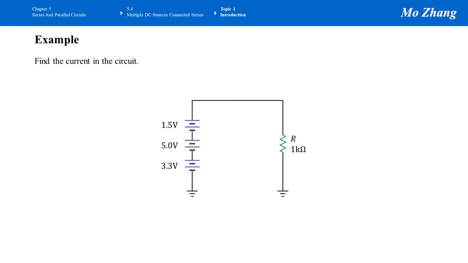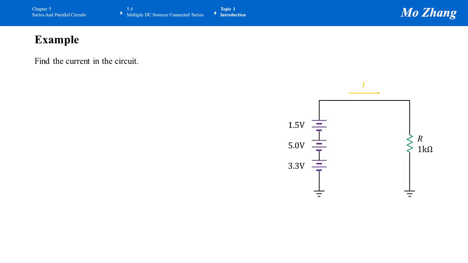Let's work on this example. We have three sources connected in series, and these sources together provide a voltage to the resistor R, that is 1 kilo ohm. We want to know what's the current in the system. So put the circuit to the side. First, find the total voltage for the system.